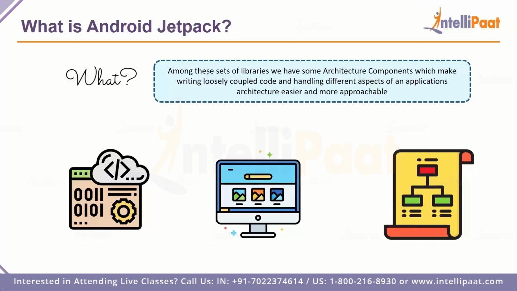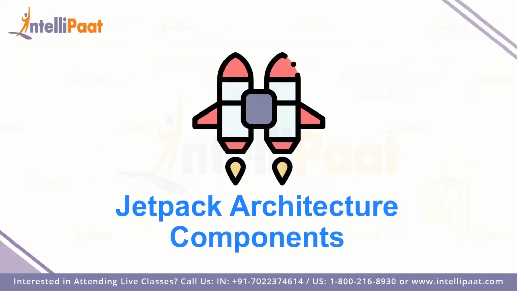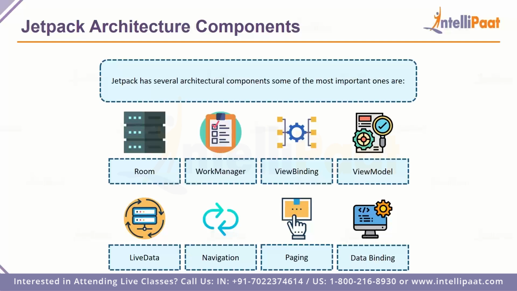The architecture components, there are several. We'll be discussing 8 of the most important ones. So let's do that now. So let's take a look at the Jetpack architecture components. Jetpack has several architectural components. Some of the most important ones are Room, Work Manager, View Binding, View Model, Live Data, Navigation, Paging, and Data Binding. Let's discuss them one by one and let's see what these actually allow us to do.